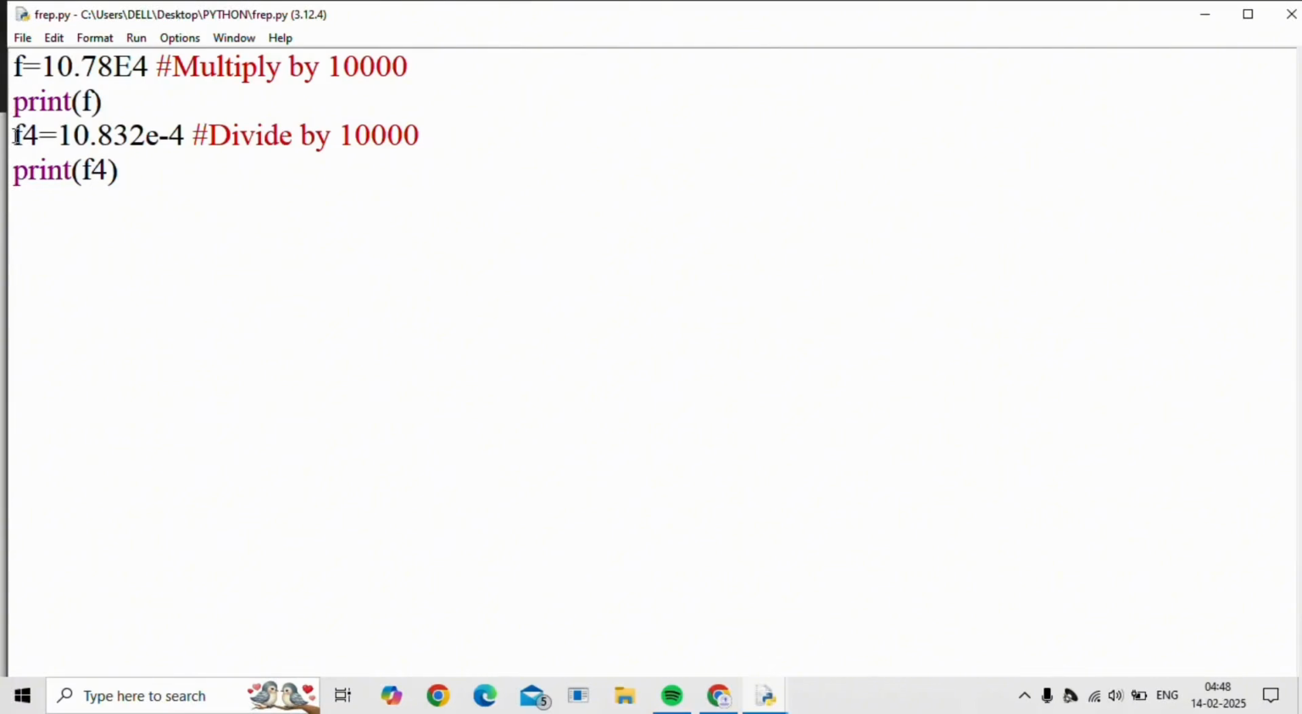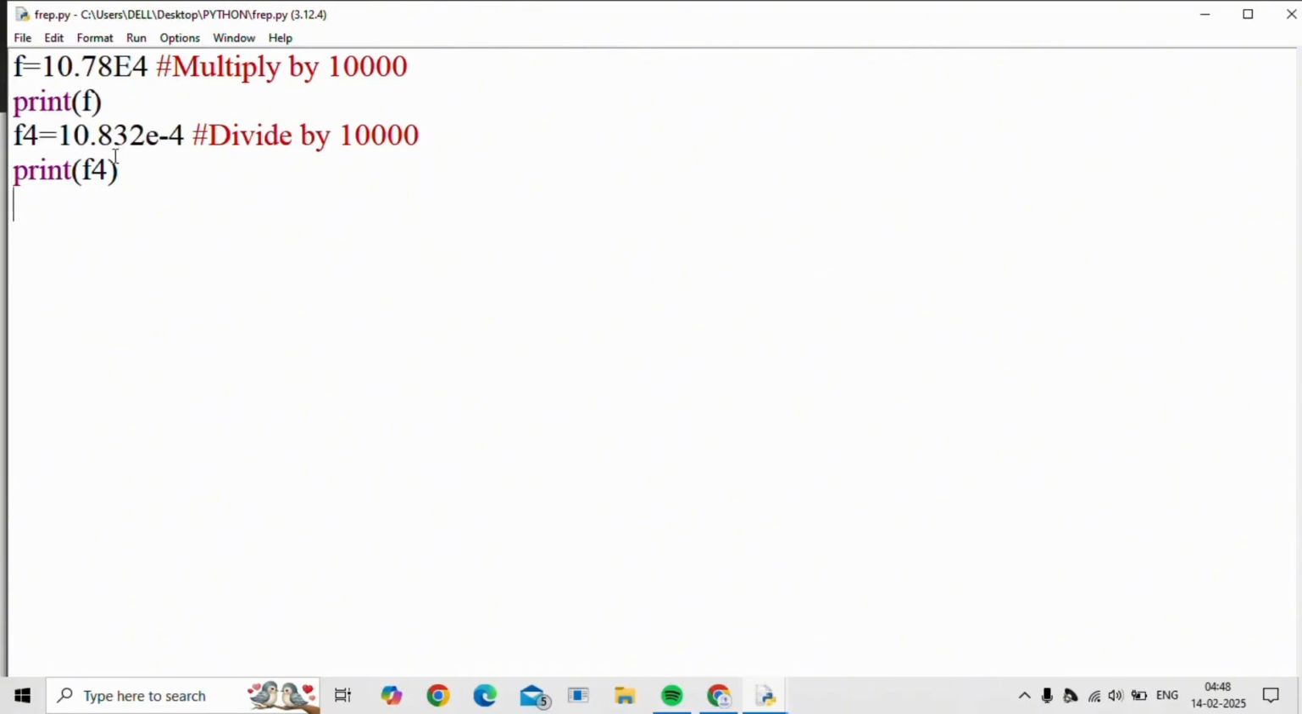Look at the second example. In the first example, the exponent contains a positive value. If the exponent contains a positive value, then the decimal point will be moved towards the right hand side. If the exponent contains a negative value, then the decimal point will be moved towards the left hand side. There is a difference between the positive value and the negative value. In the first example, I am using the capital E. In the second example, I am using the lowercase e. We can use any case, uppercase E or lowercase e.